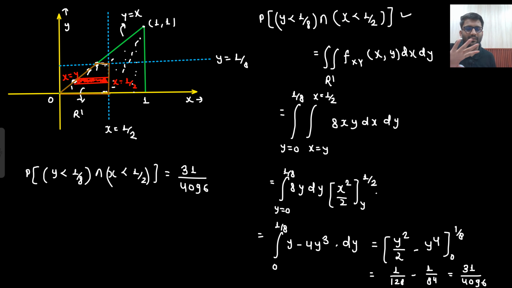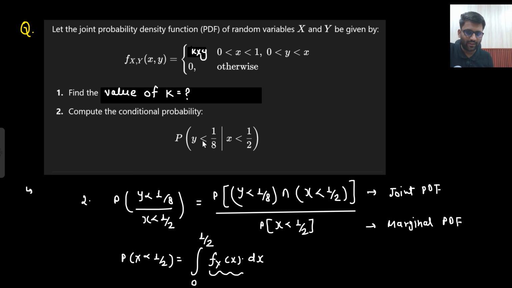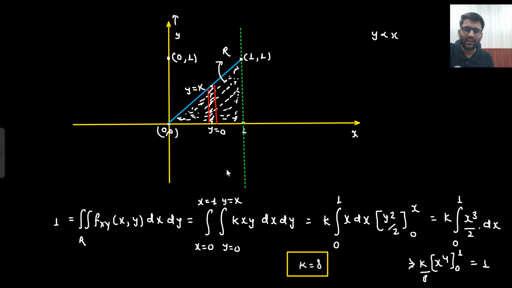People would find it tough, but if your concept is clear, you know how to make the diagram, everything is crystal clear to you, right? So we started from here. You need to find the value of k. That is very easy. You just need to work on the given region and find the surface integration. That would be equivalent to 1. So value of k is coming out to be 8.